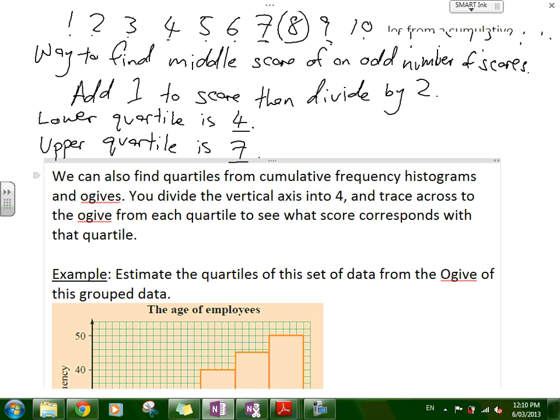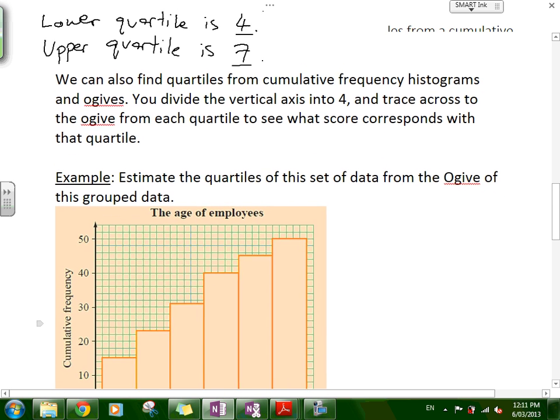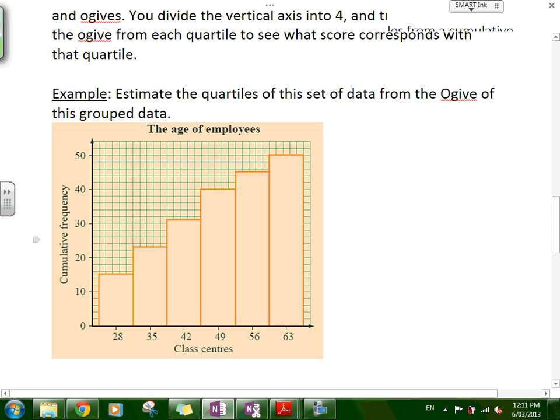So you divide the vertical axis into 4 and trace across to the OG from each quartile to see what score corresponds with that quartile. The basic thing is you're using this graph to find out what the quartiles are and what score corresponds to them. So let's have a look at this graph. I'm going to draw in this cumulative frequency polygon. So I would like you to draw this graph, please.